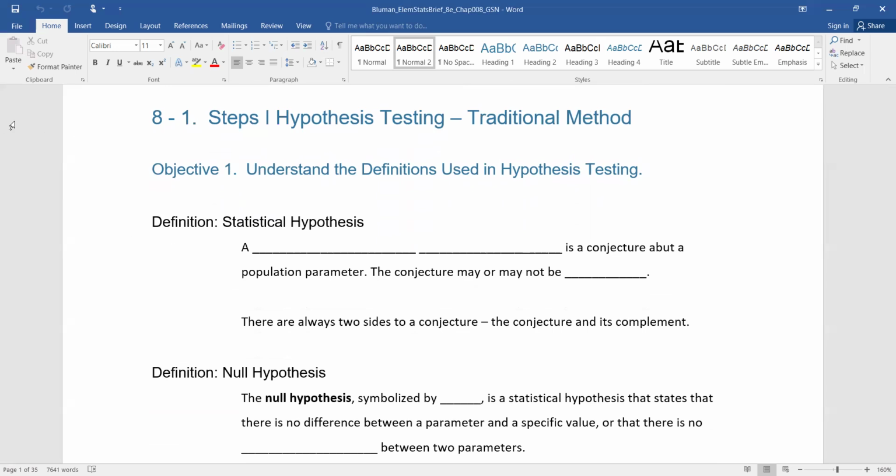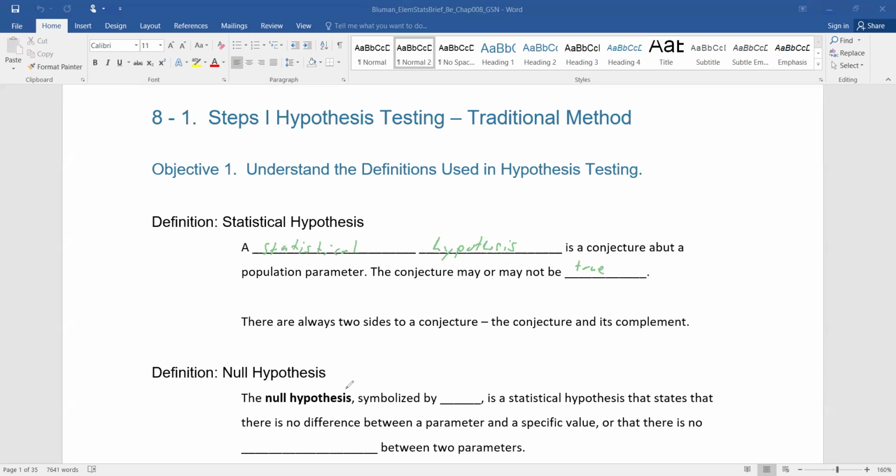All right. So the definition of a statistical hypothesis is a conjecture about a population parameter. The conjecture may or may not be true. That's what you'll be testing. There are always 2 sides to a conjecture, the conjecture and its complement. So basically, I can say it's raining outside, and its complement would be it's not raining outside.